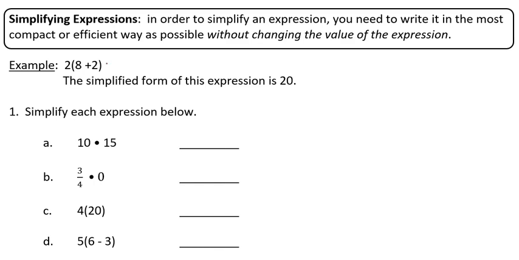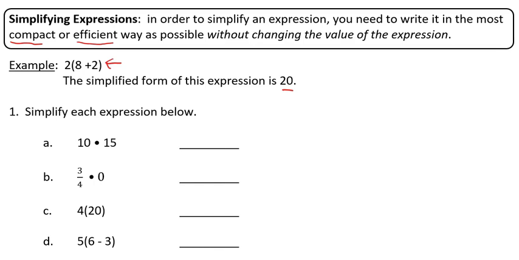It's showing the distributive property. I would read this as 2 times the sum of 8 plus 2. In order to simplify this expression, I'm going to write it in the most compact or efficient way, meaning I'm going to work through as much of this problem as I can. So if I look at what's in my parentheses first, 8 plus 2 is 10, and I'm going to multiply that by 2, and that's why the simplified version of the expression is 20.